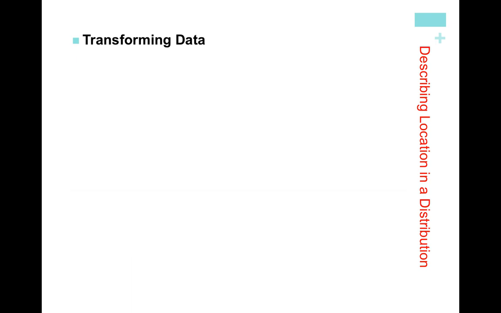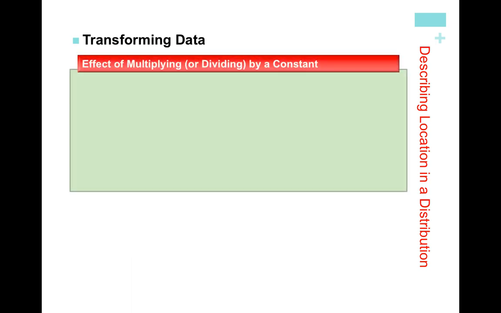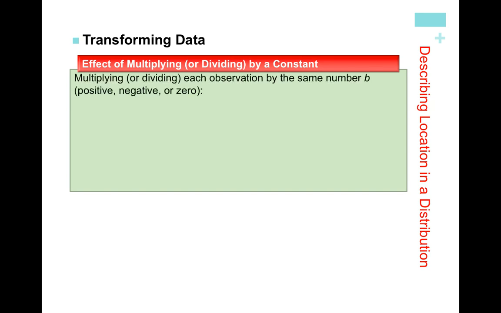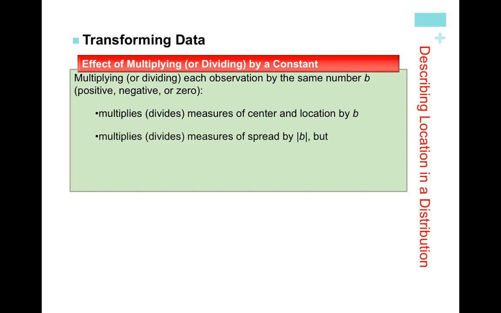You can also transform data by multiplication or division. So this would be like if we were going to transform from inches to centimeters, for example. And so here, when you multiply or divide, it's going to change your measures of center by that scale factor. Same thing with measures of position. So your quartiles, your minimums, all those things are going to change by that scale factor. It also will impact your measures of spread. It does say here by the absolute value of b. The reason for that is because spread can't be negative.